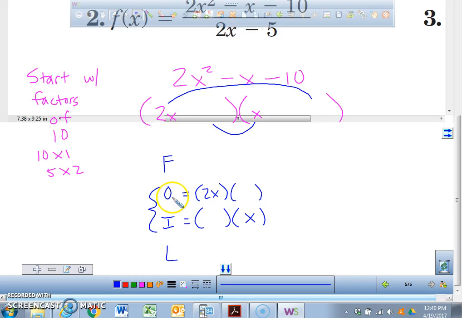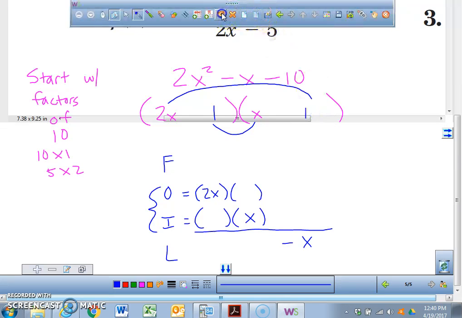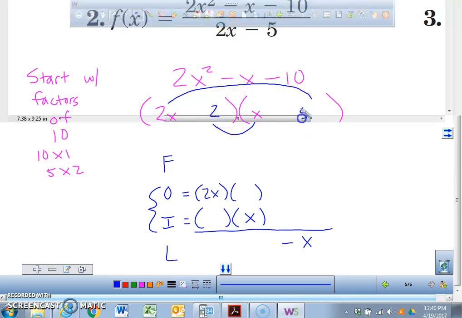So I need the product of the outside and the product of the inside, and what we're going to do is we're going to simply add them together, and we need that to equal a negative x right here in the middle. Okay? So here are the 4 different things that you can do. If you're using a 10 and a 1, or a 5 and a 2, one of them is going to be positive, one of them is going to be negative. You could put a 1 and a 10. You could put a 10 and a 1. You could put a 5 and a 2. Or you could put a 2 and a 5.